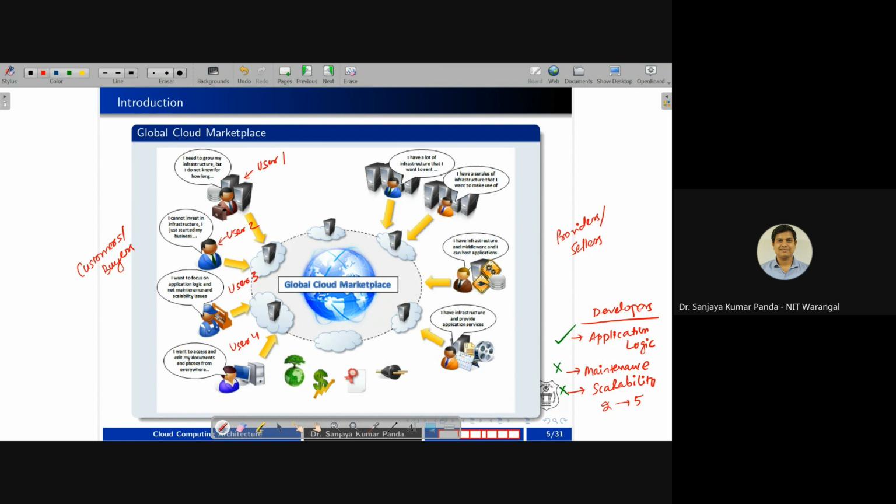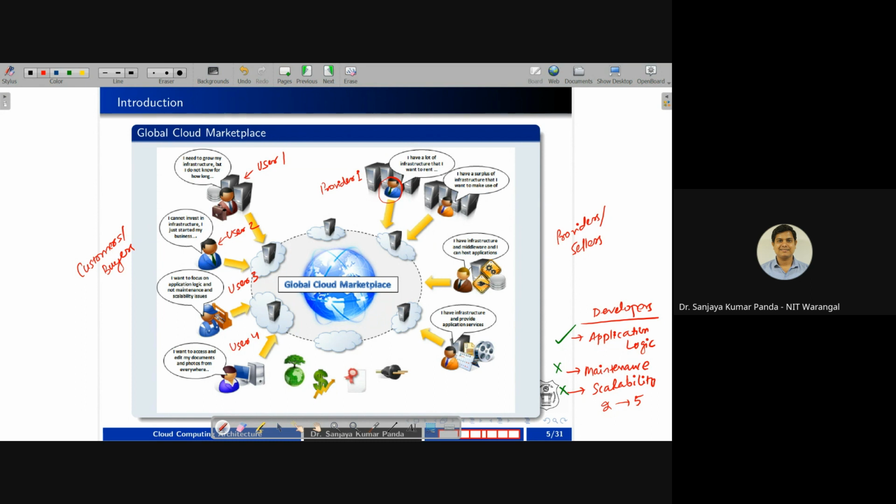So now if you come to the provider end, the right part is our provider end. What this provider says, let me write provider one. Provider one says that I have a lot of infrastructure that I want to rent.